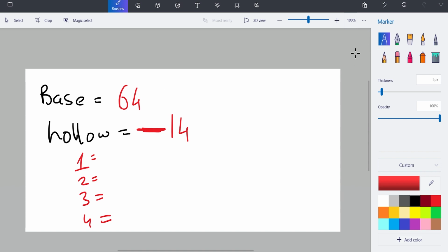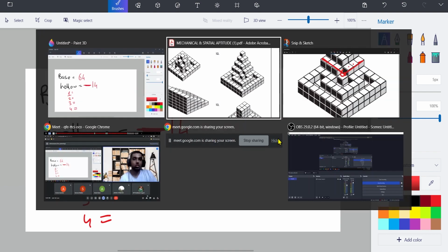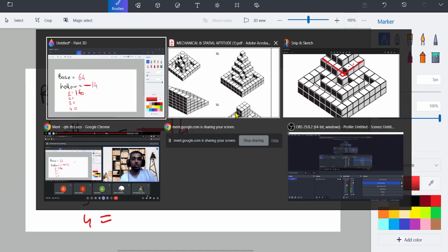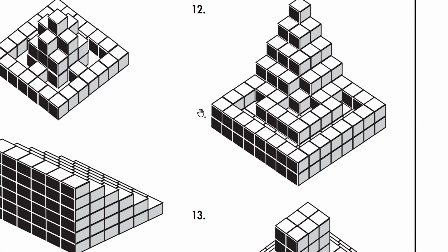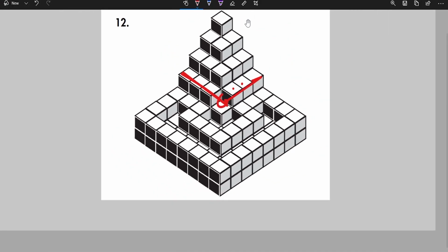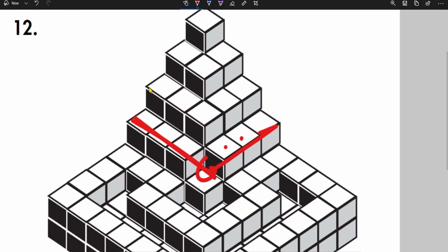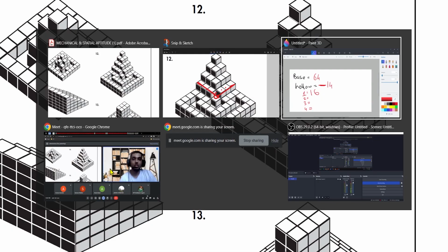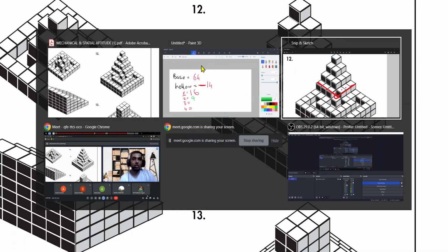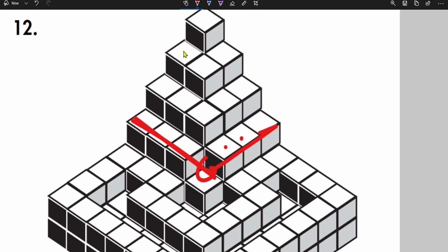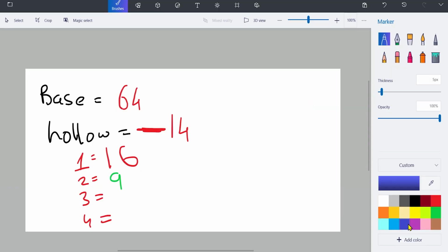Why is this pen not working? Oh, okay, then finally it showed up all of them at the same time. So 16. Second one above that is going to be 3 by 3, that's 9. That's 9. Above that we have a 2 by 2, that's 4, and 1 on top.